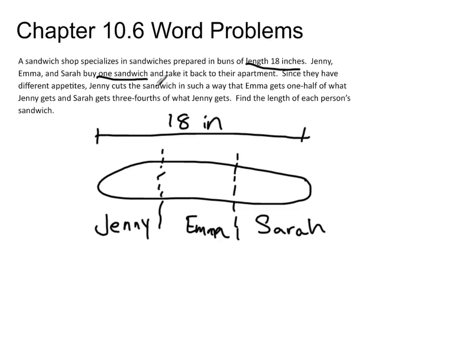Now let's read this again. Since they have different appetites, she cuts in such a way that Emma gets 1/2 of what Jenny gets. I don't think they ever told us what Jenny gets, so I'm going to say Jenny gets X. And Emma gets 1/2 of X. Of usually means multiplication, so that's nice. Then Sarah gets 3/4 of what Jenny gets. So 3/4, Jenny got X, so Sarah gets 3/4 of X.